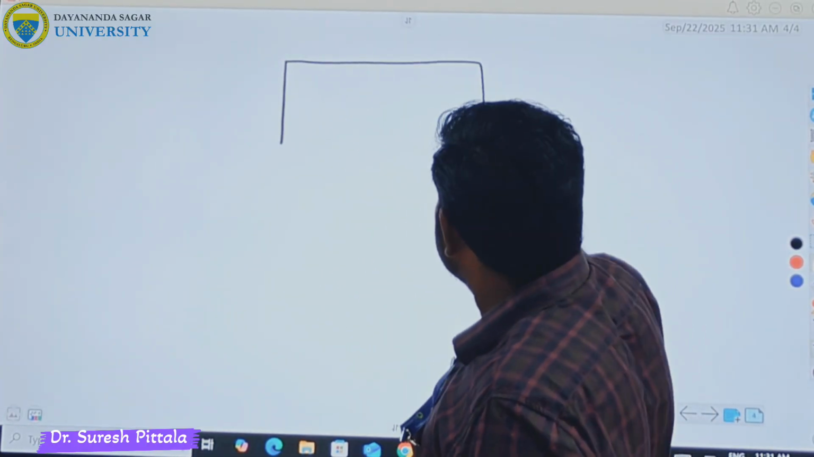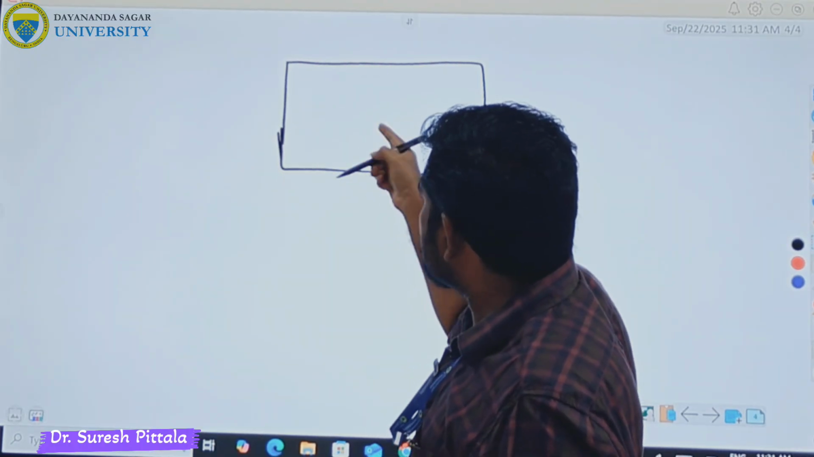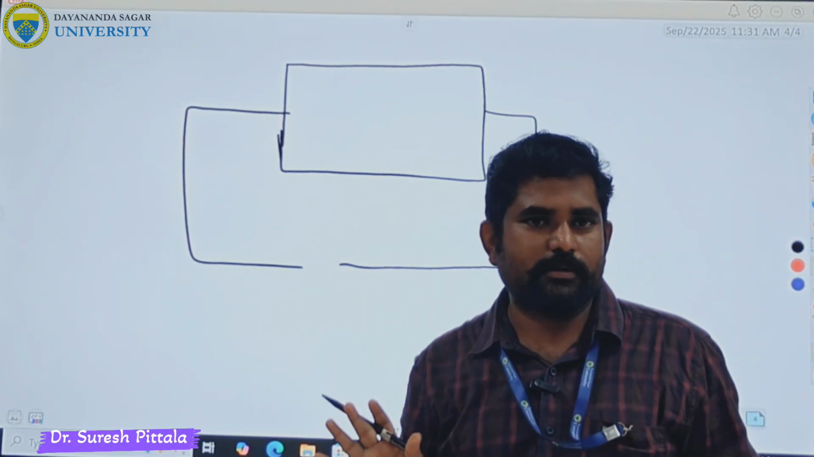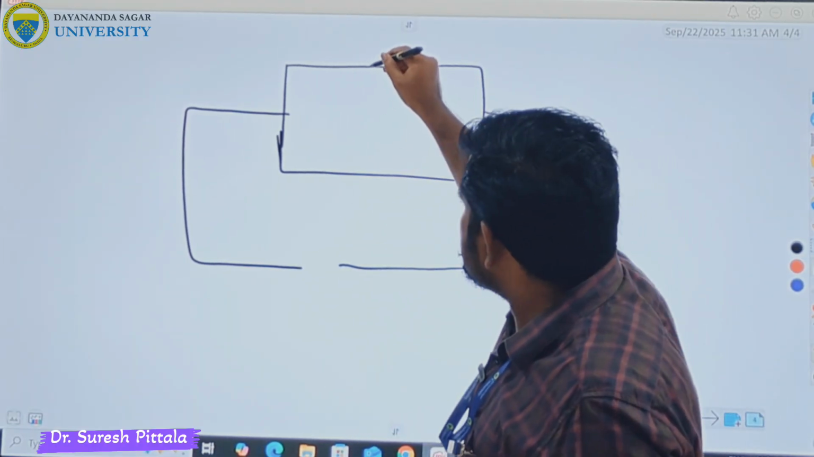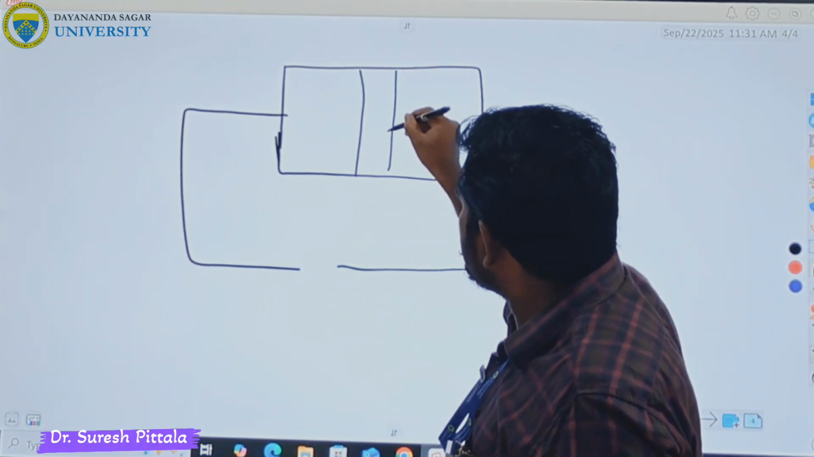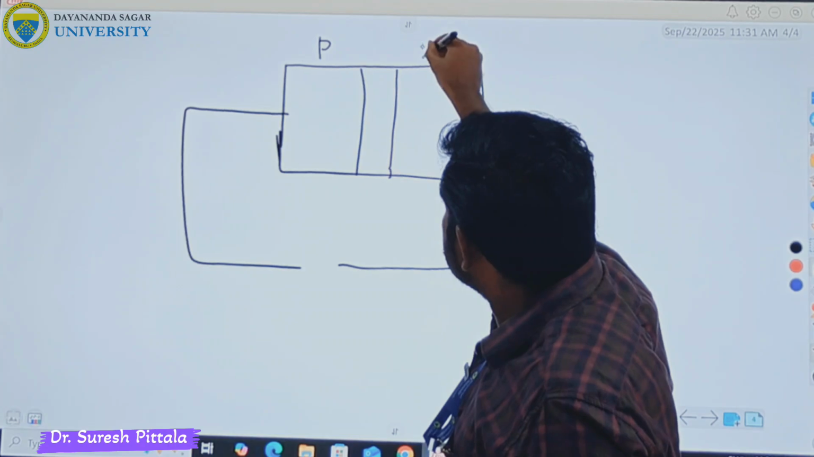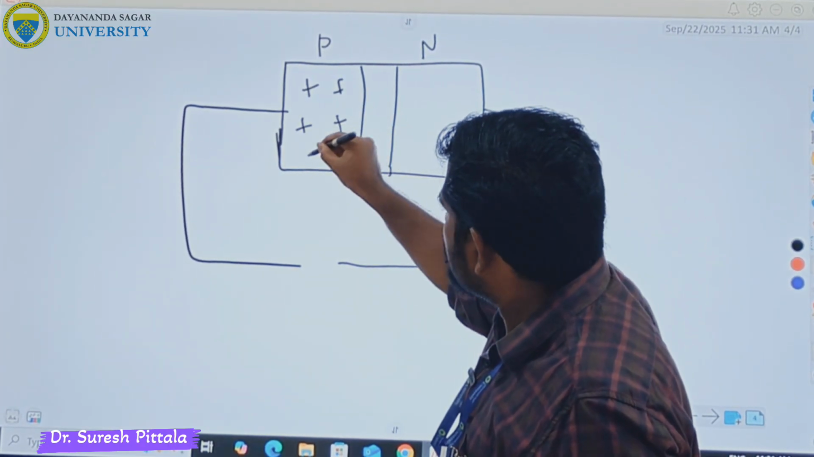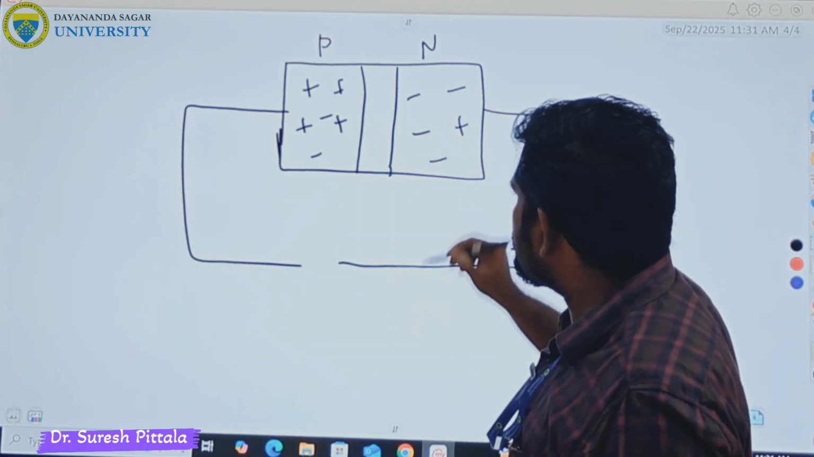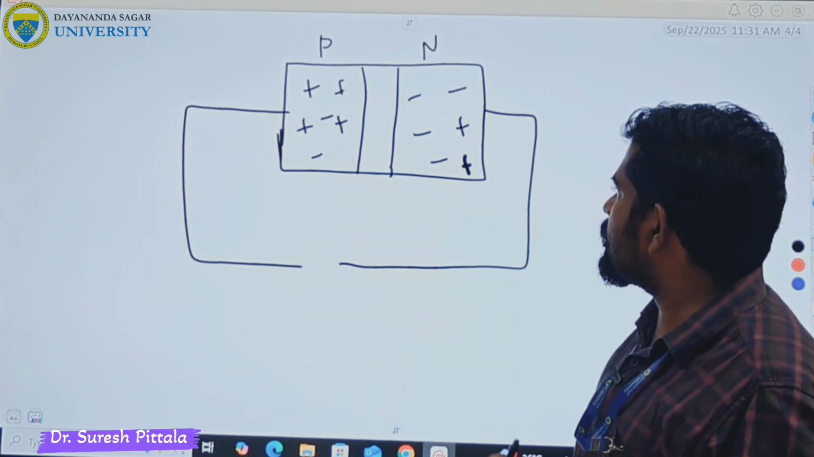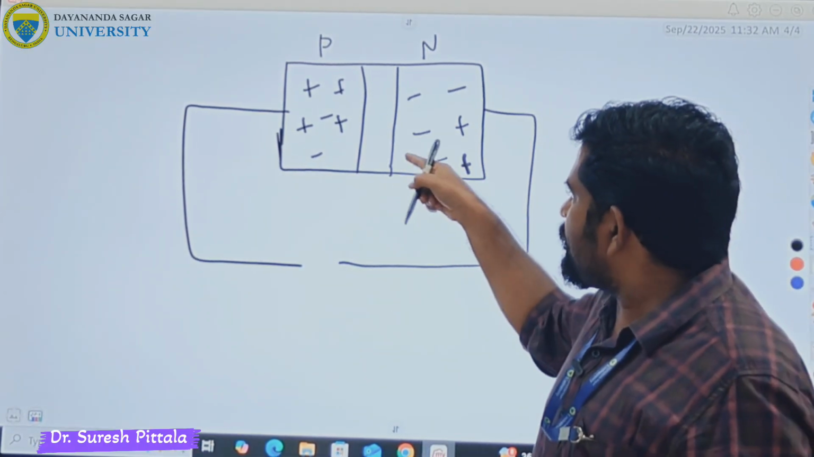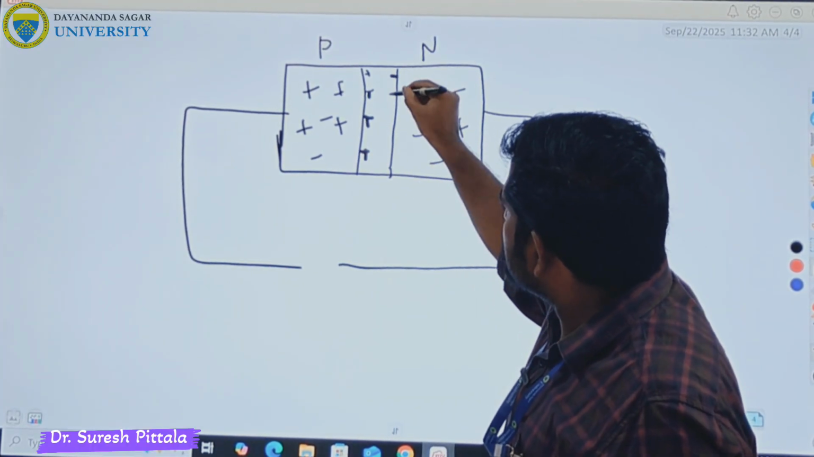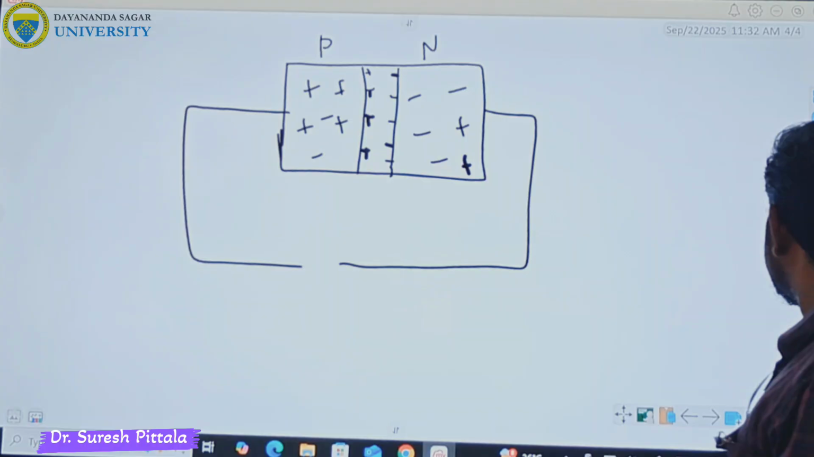So take a Zener diode now. Same diagram. From here we will go fast. I have taken a Zener diode. Now I need to connect to battery. Correct. So Zener diode has P type, N type, and a depletion region. This is good. Okay. So here a finite potential is there.